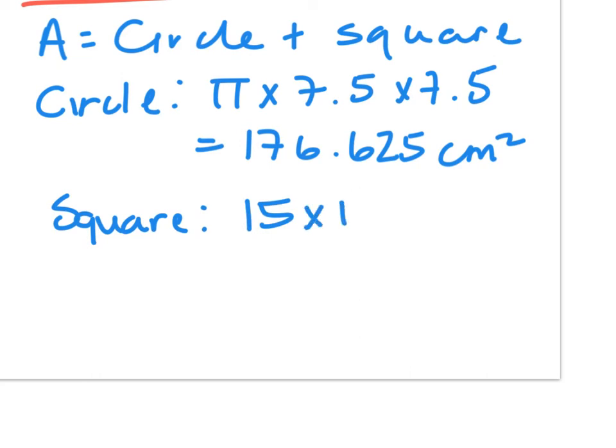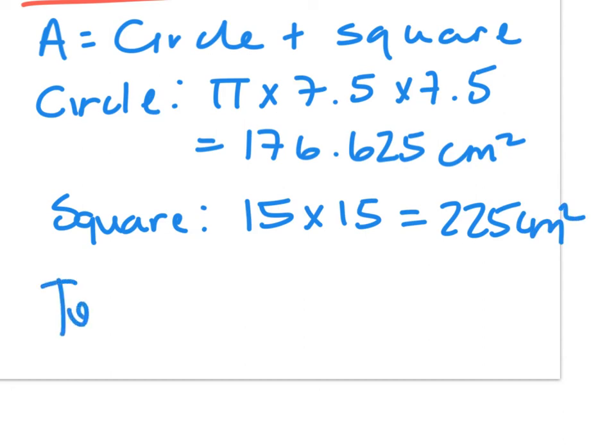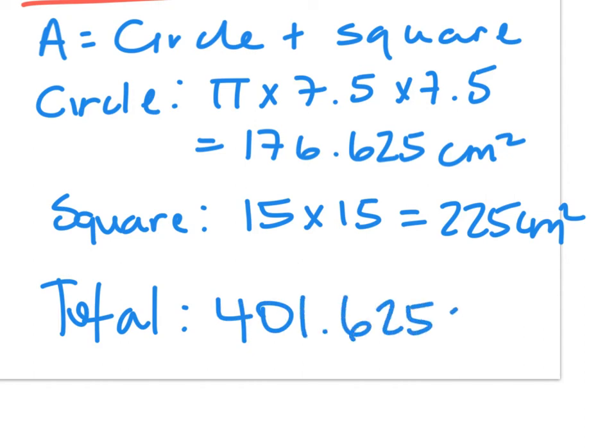The square is 15 times 15, which is 225 cm squared. So then the total area of the figure is 176.625 plus 225. And that works out to be 401.625 centimeters squared. Okay, last one.